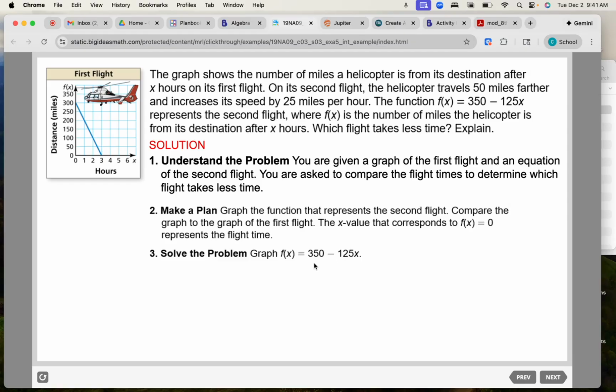Do you have to write it that way? If you know that in this equation, 350 is the y-intercept and negative 125 is your slope, you don't have to write it differently. I like it because my brain needs it in the right order to graph it.